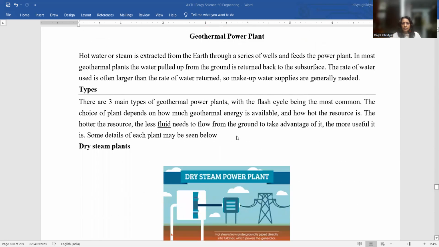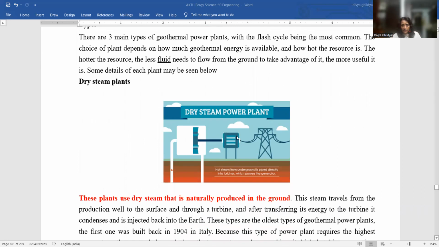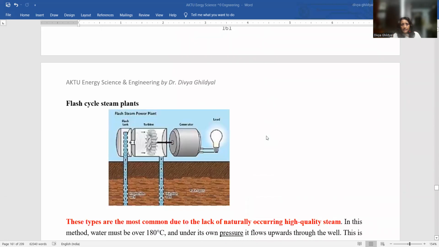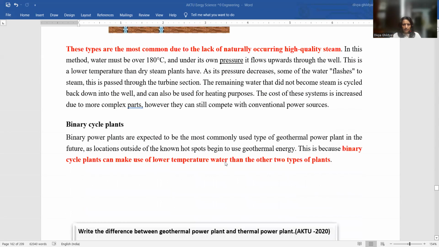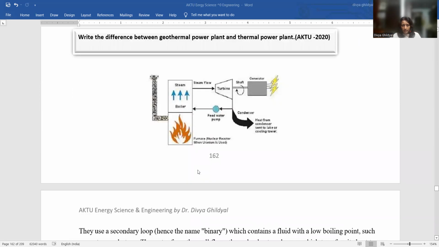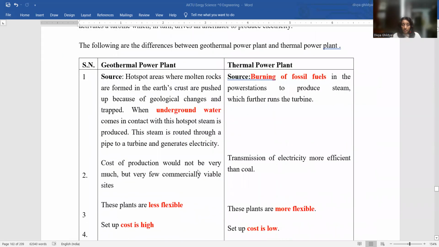This type of block diagram is the general diagram for the three types of geothermal power plants. One uses dry steam to run the turbine, and the turbine generates electricity. Another is the flash cycle steam plant. These types are most common. Flash means naturally occurring high quality steam is used to run the turbine and generate electricity. Binary cycle plants make use of lower temperature water than the other two types of plants. This question has been asked and it is important.